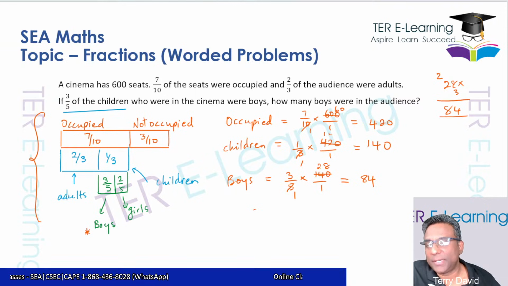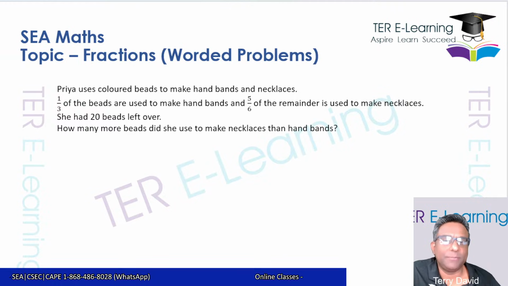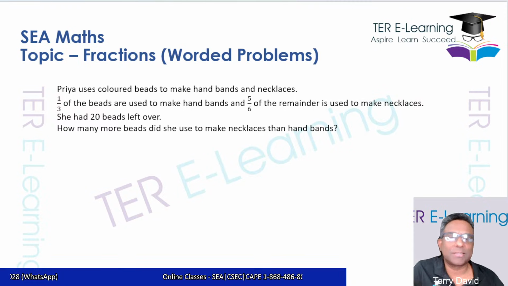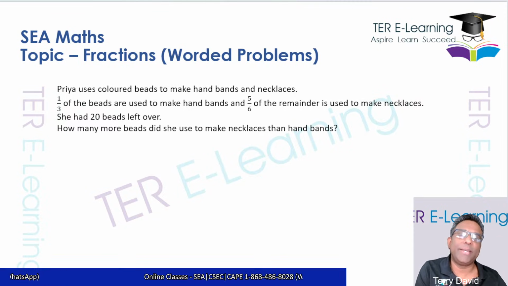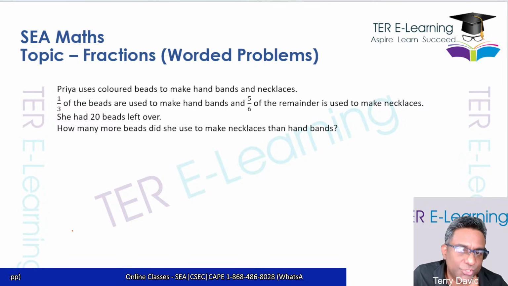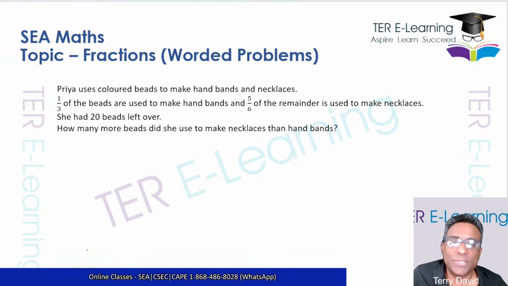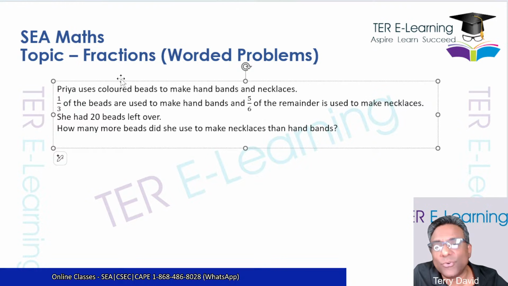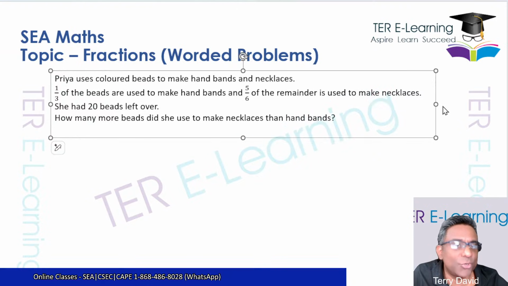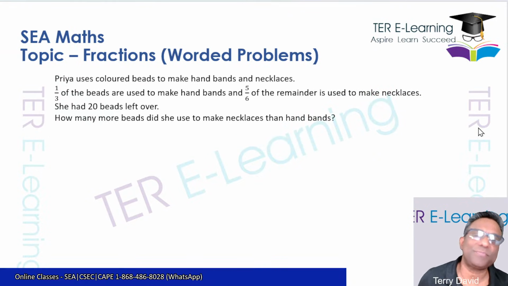All right, so let's have the next question. Priya uses colored beads to make headbands and necklaces. 1/3 of the beads are used to make headbands, and 5/6 of the remainder is used to make necklaces. She had 20 beads left over. How many more beads did she use to make necklaces than headbands? Now, again, these questions, when you read them the first time, seem very tricky.